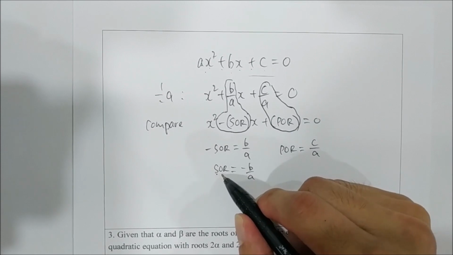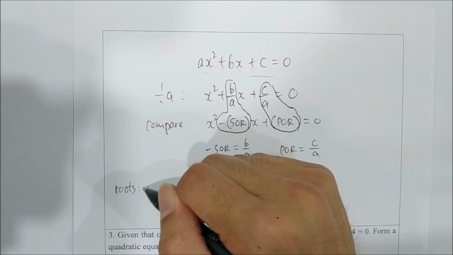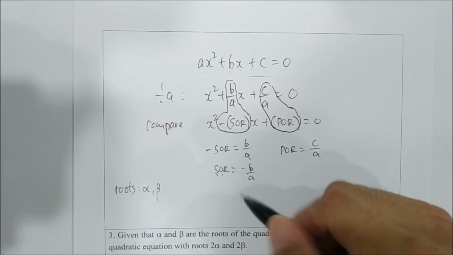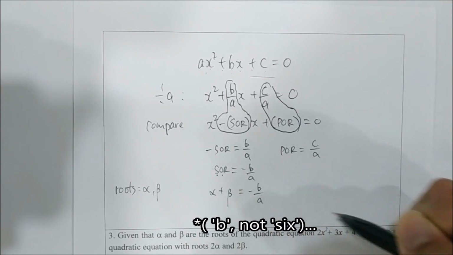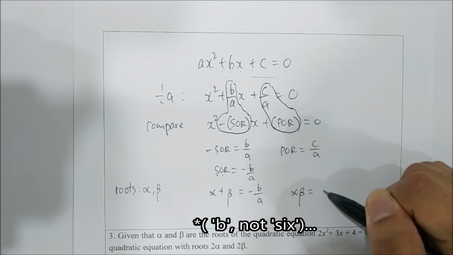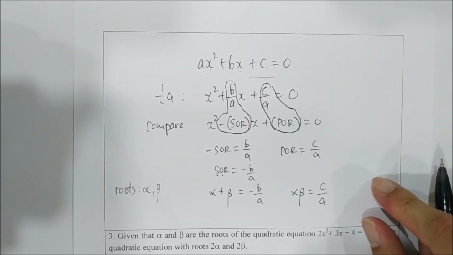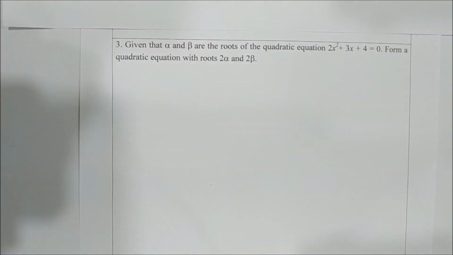And what's the meaning of SOR? It is the sum of roots. So if our roots are alpha and beta, the sum of roots will be alpha plus beta equals negative b over a. And the product of roots will be alpha multiplied by beta, you get c over a. So this is important to help us to solve the following questions. Given that alpha and beta are the roots of the quadratic equation 2x squared plus 3x plus 4 equals 0, form a quadratic equation with roots 2 alpha and 2 beta.